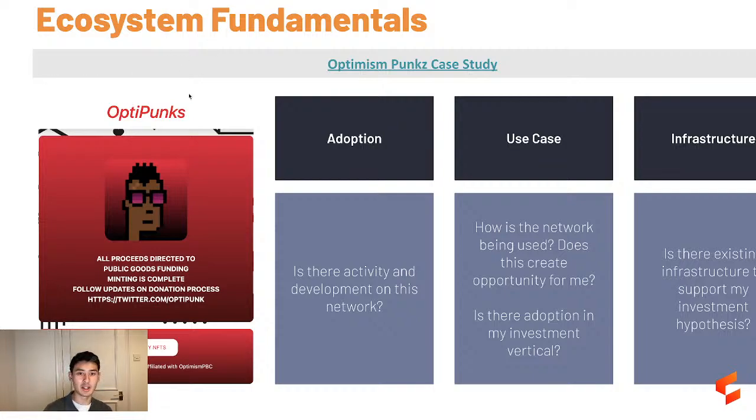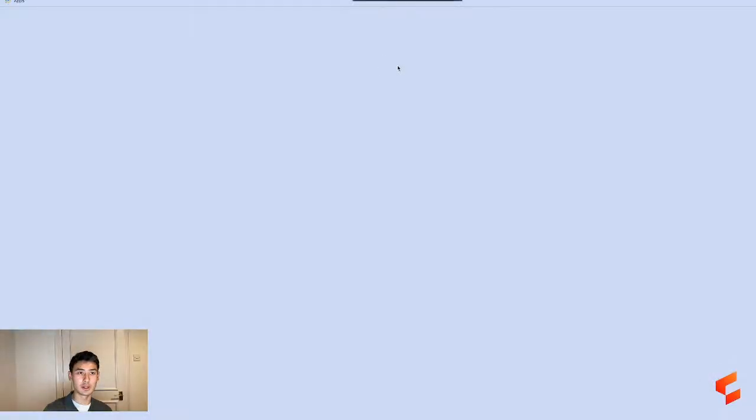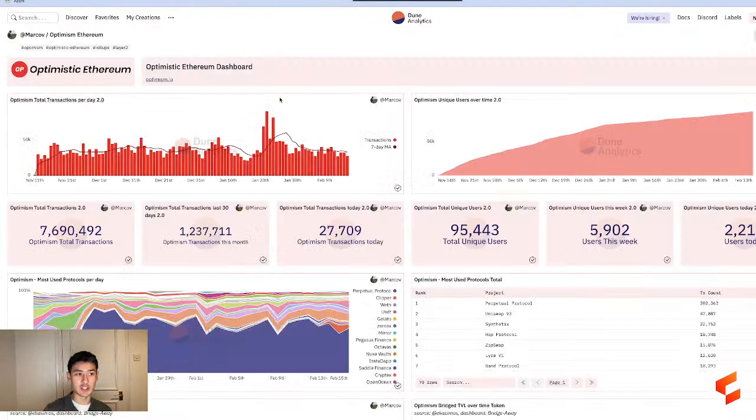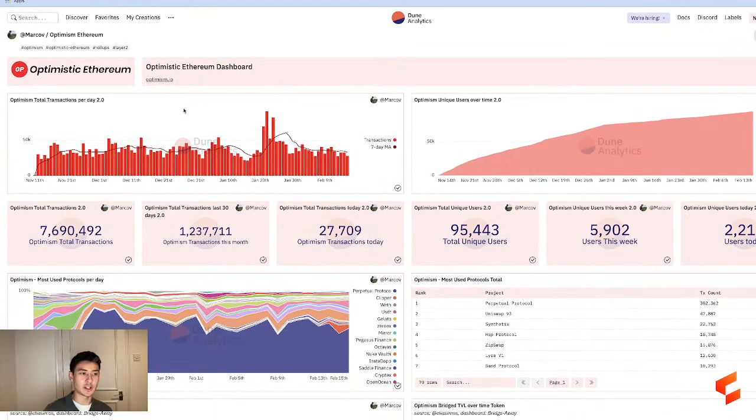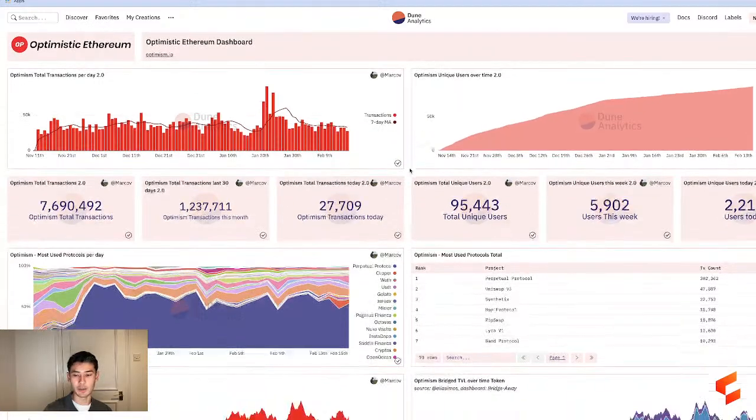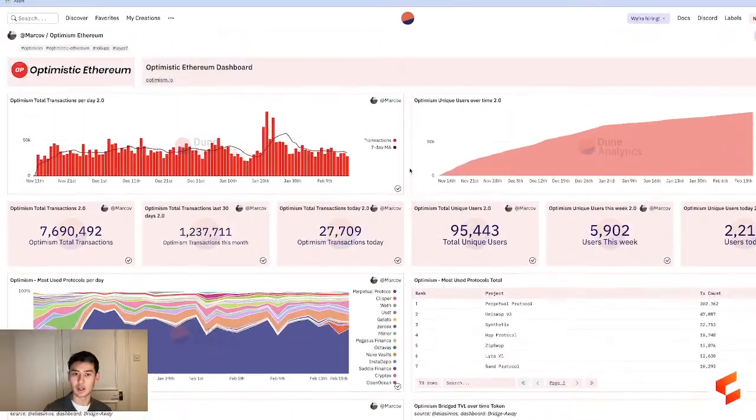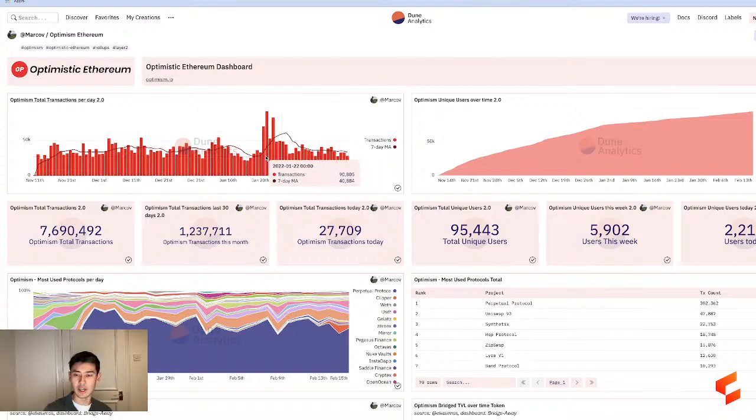And so now I'm going to show how we can use Dune in order to explore these areas that I briefly mentioned we wanted to explore. So let's start with adoption. Here we have a couple metrics on adoption. There's a bunch of metrics on this Dune dashboard, but we're going to start with the adoption area.